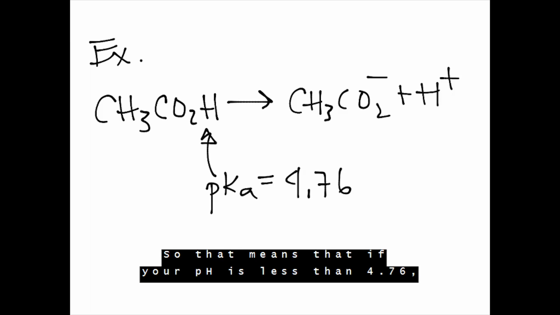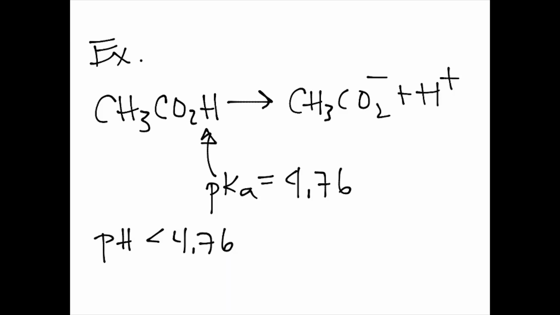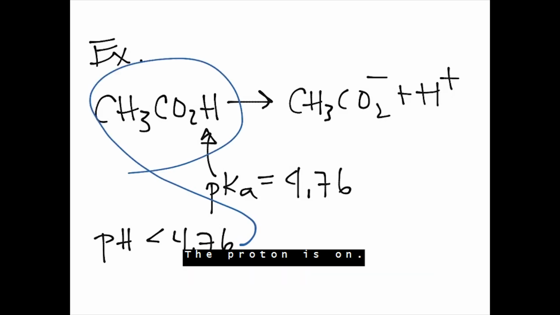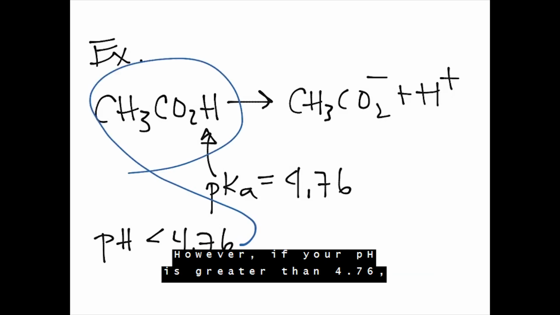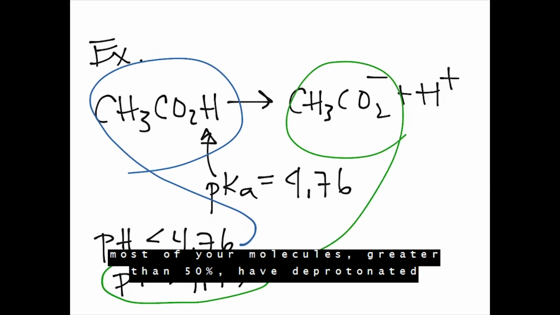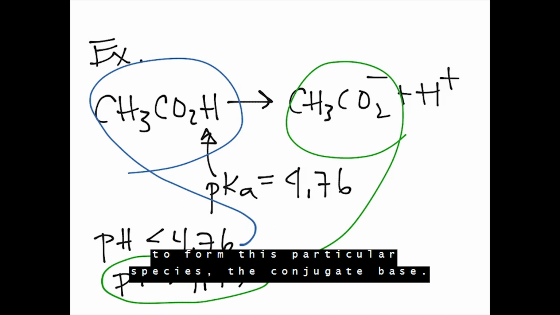So that means that if your pH is less than 4.76, you primarily have most of your molecules in this form. The proton is on. However, if your pH is greater than 4.76, most of your molecules, greater than 50%, have deprotonated to form this particular species, the conjugate base.